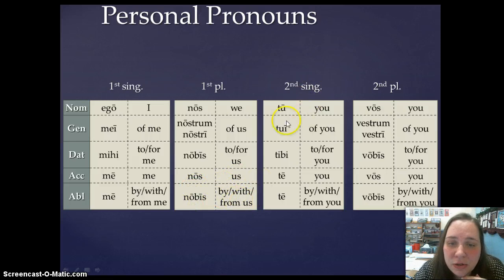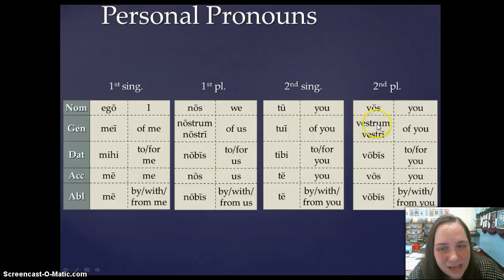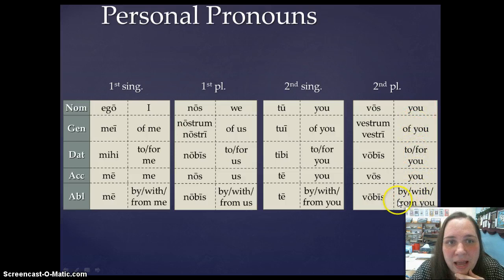Second person singular, tu, tui, tibi, te. So you, tui of you, tibi to or for you, te you, te by, with, or from you. And then second person plural, vos, and then the genitive of the second person plural is vestrum or vestri, and I know it has that little vowel change. You just have to memorize that, okay? So vos, vestrum, vestri, vobis, vos, vobis, okay? So you, of you, to or for you, you, by, with, or from you, okay?